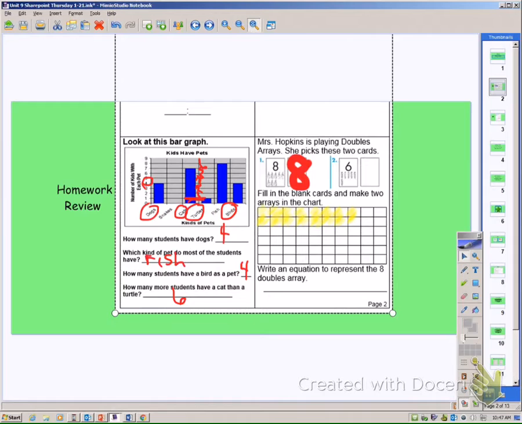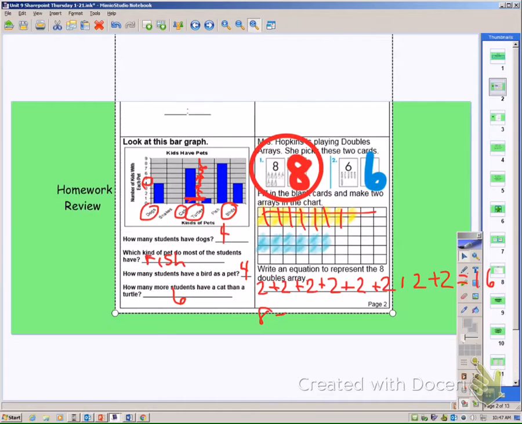I'm going to now do the same thing for the 6. I need to double the 6. And now I'm going to do 1, 2, 3, 4, 5, 6. 1, 2, 3, 4, 5, 6. Now it says write an equation to represent the 8 doubles array. So I'm only looking at the 8. So I can do 2 plus 2 plus 2 plus 2 plus 2 plus 2 plus 2 plus 2 equals 16, or I could have done 8 plus 8 equals 16.